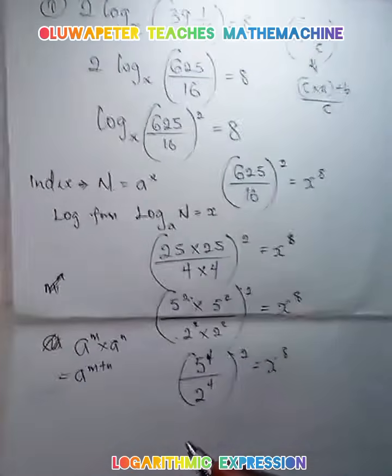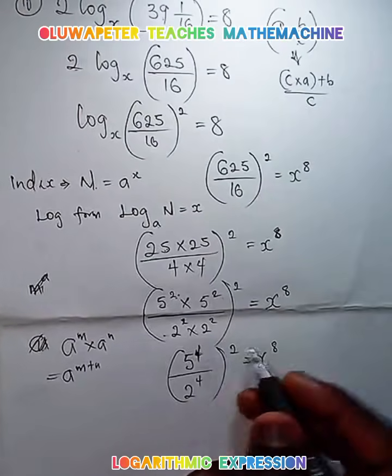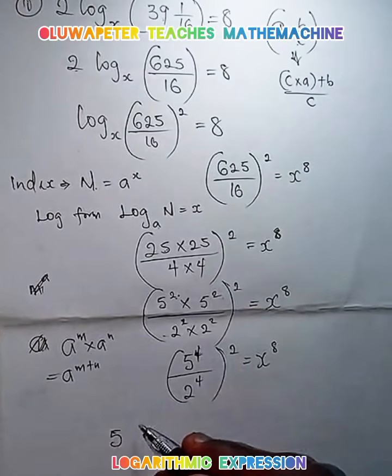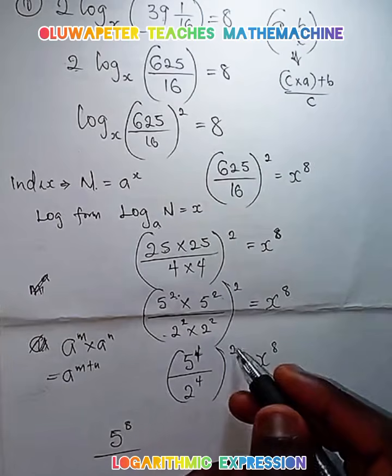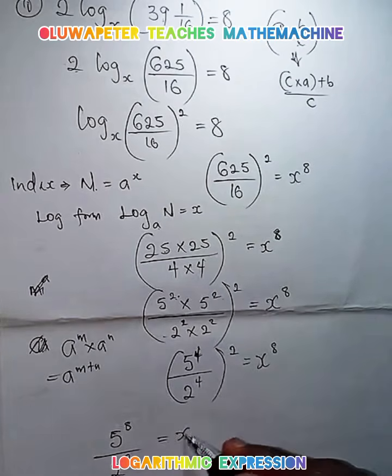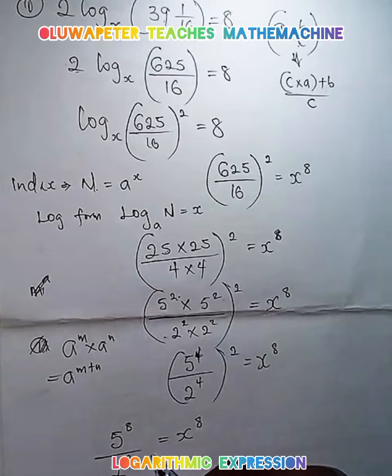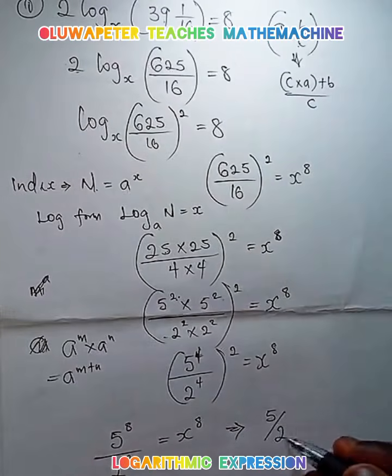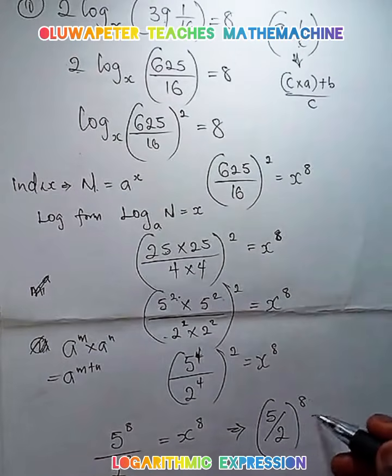So finally, from this place now, this one outside will multiply, so that's 5 raised to power 4 times 2 is 8, over this one will multiply this as well, 4 times 2 again, 8. So everything altogether is like x raised to power 8. Now if I do this, I'm telling myself that what? Since both of them have the same raised to power, from here I can tell you that 5 over 2 altogether raised to power 8 is equal to x raised to power 8.